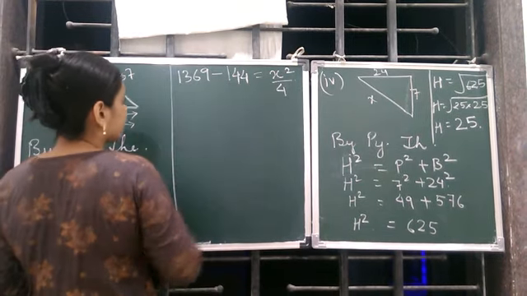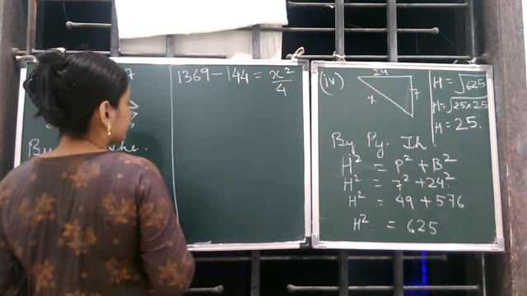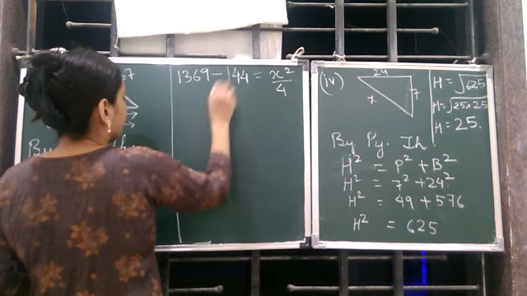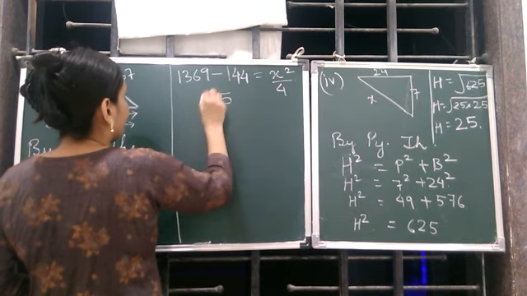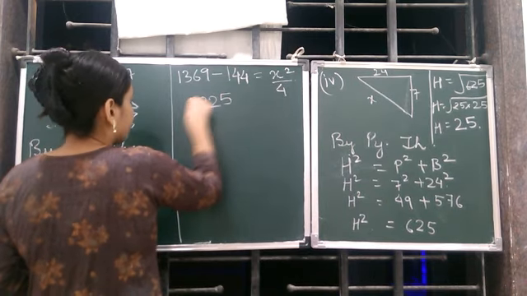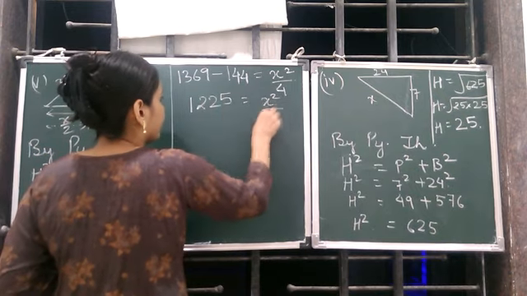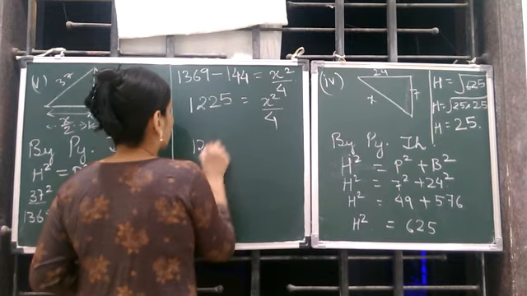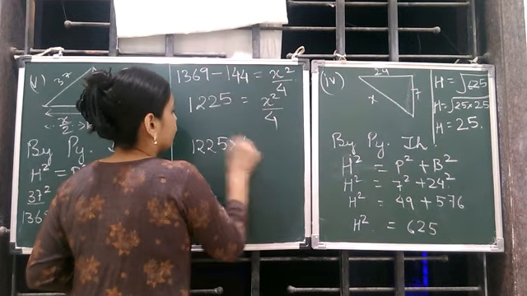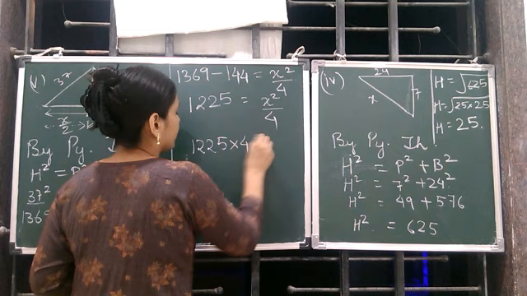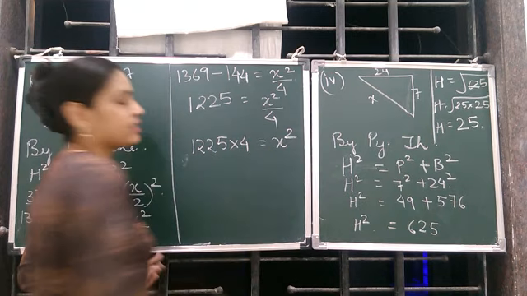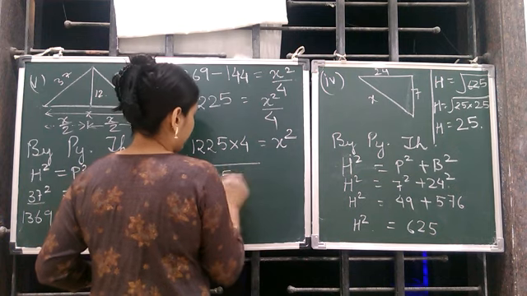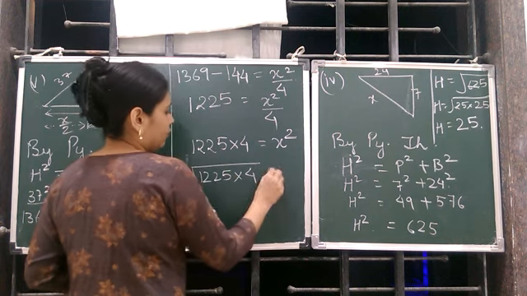Now we subtract. 5, 2, 2 and 1 is equal to x square by 4. Now this 4 will shift here. So 1225 into 4 is equal to x square. देखो अब x की वैल्यू आ जाएगी यहाँ से. So it will be 1225 into 4 is equal to x.